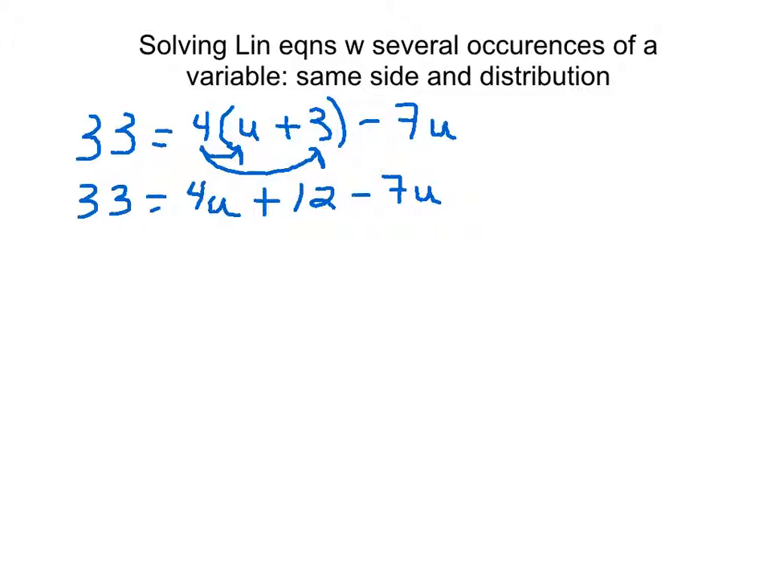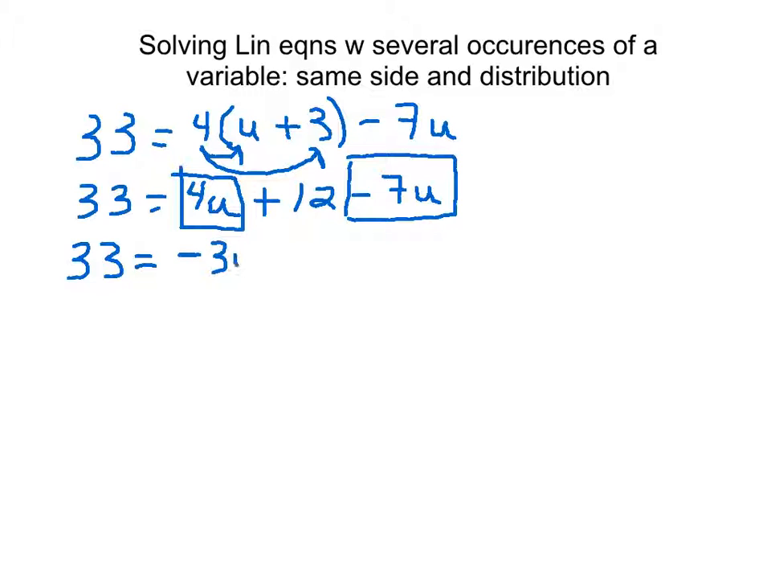The next thing that we want to do is look for terms that are like and combine them if possible. On the left-hand side of the equal sign, we just have a 33, so we're just going to leave that alone. There's nothing we can do with that at this point. On the right-hand side of the equal sign, we have a couple of u terms. We have a 4u here, and, remember the sign goes in front of it and stays with it, we have a negative 7u. So what is 4u minus 7u? That's going to give us a negative 3u. And then the 12 doesn't have anybody to combine with because there are no other plain old numbers on that side of the equation, so we just recopy that.